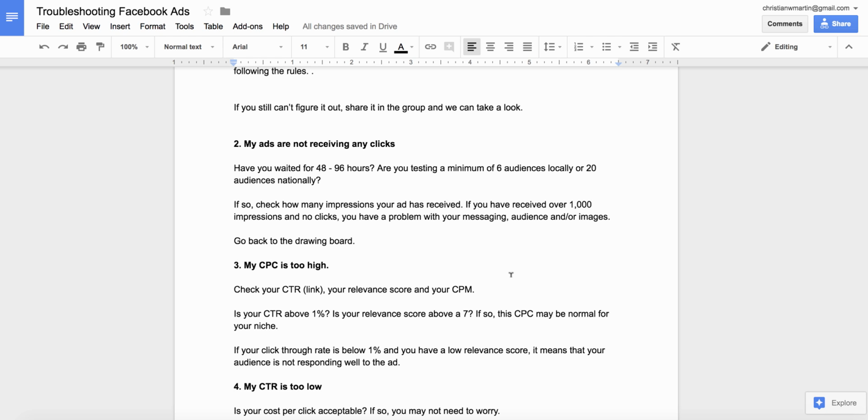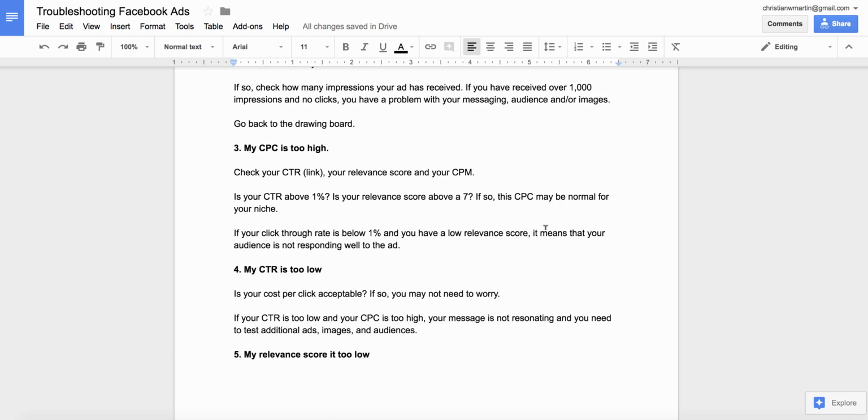If you've received over 1,000 impressions and you don't have any clicks, you have a problem with either your messaging, your audience, or your images. Go back to the drawing board. Make sure you have alignment between your message and your audience, and make sure you're using images that are going to stop your prospective lead in his or her tracks.